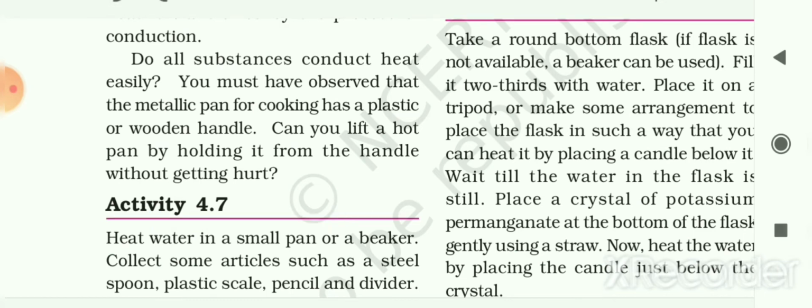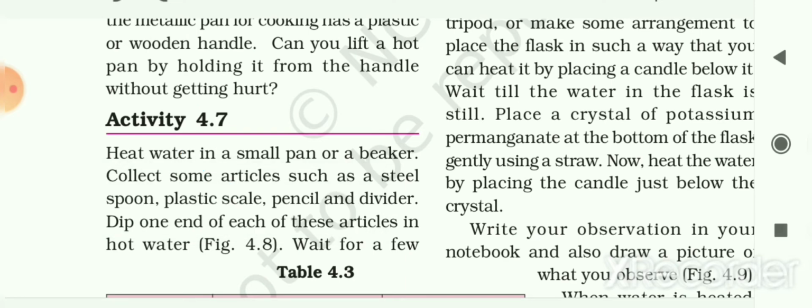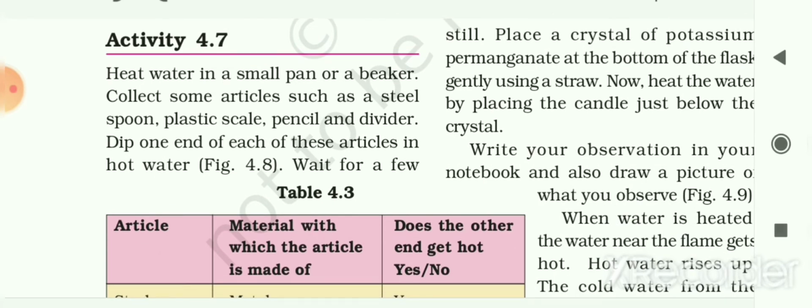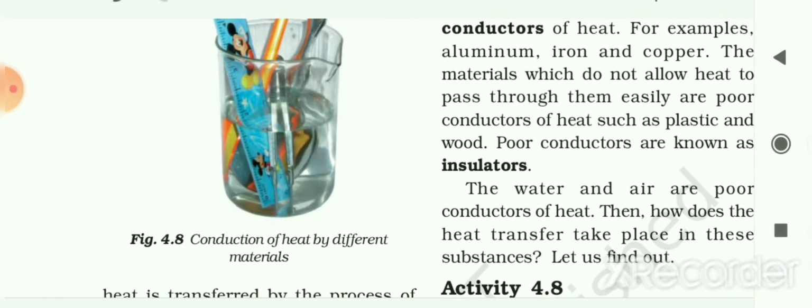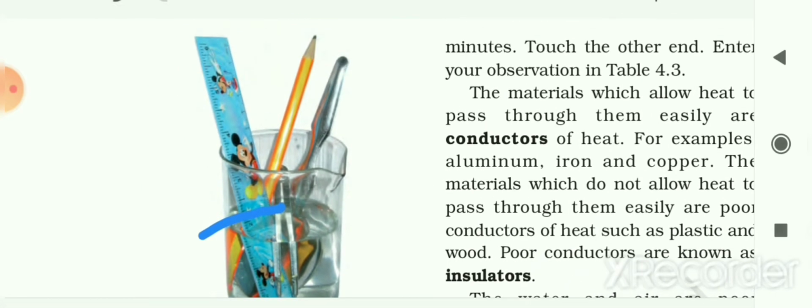For that, one activity is given here, to check the conduction of heat by different materials like metal, wood and plastic. For this activity, heat water in a small pan or a beaker, and then collect some articles or items such as a steel spoon, plastic scale, pencil and divider. Now dip one end of these objects in hot water. Here, as it is shown to you, one end of these objects is dipped in the water and the other ends are free in the air.